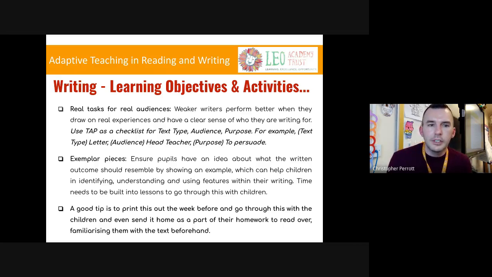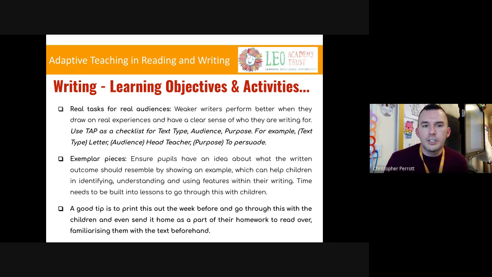And something that you might want to use is what's called the TAP approach. The TAP is an acronym and it stands for text type, audience, and purpose. So what is the text type you want the children to do? For example, a letter. Who's the audience? Let's say it's for a head teacher. And what's the purpose? It's to persuade. Again, it's simple, straight to the point, and concise.